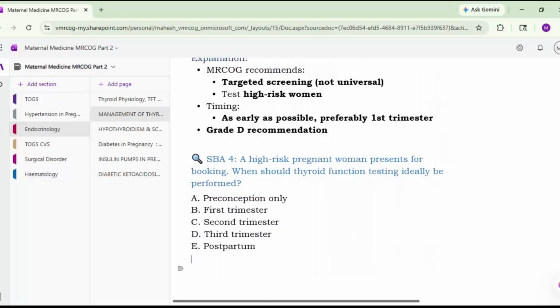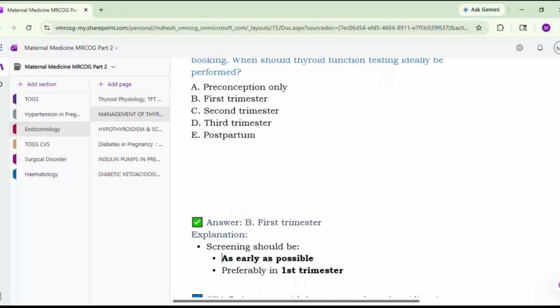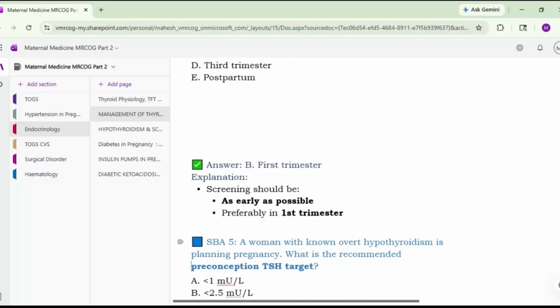Next. A high-risk pregnant woman presents for booking. When should thyroid function testing ideally be performed? A, preconception only. B, first trimester. C, second trimester. D, third trimester. E, postpartum. B, first trimester. As soon as she presents to us, as early as possible, preferably in the first trimester.